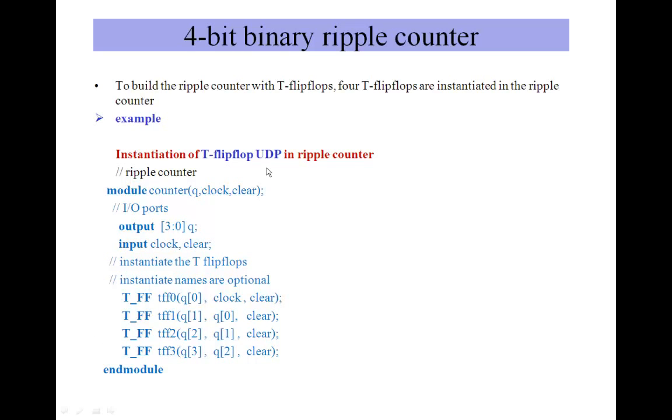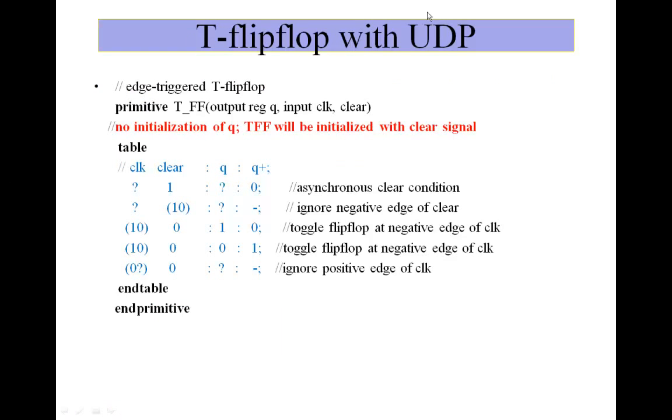Let us look at this T flip-flop UDP now. T flip-flop with UDP. So here any UDP will start with a keyword primitive, and then T underscore FF is a primitive name, and then this is ANSI style. We are not initializing Q because this Q is initialized here in the description. T flip-flop will be initialized with a clear signal. Within table and end table, hardware description.